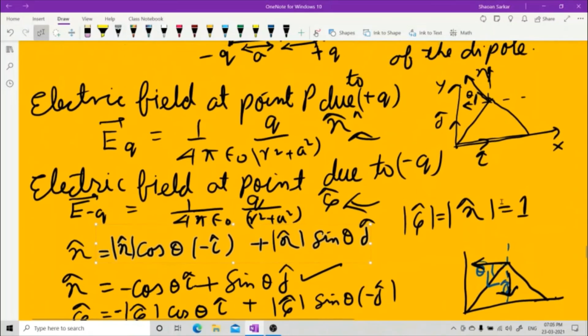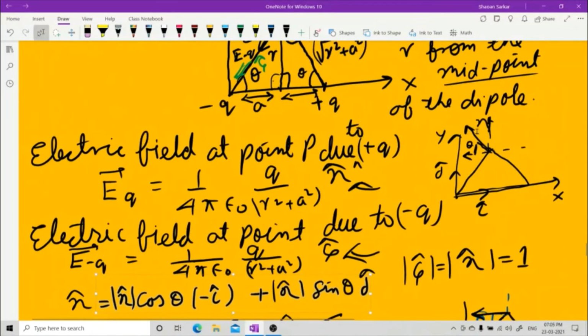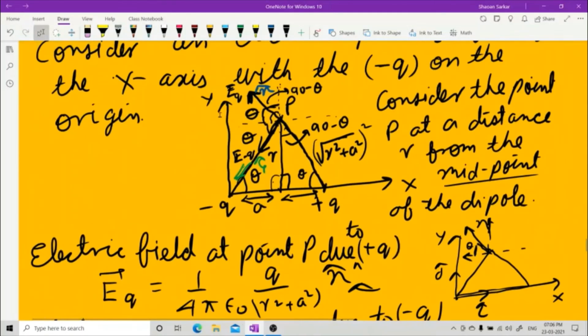You are trying to resolve this eta component: 1 cos theta and 1 sin theta. Similarly, in this figure of zeta, this is 1 cos theta and this is 1 sin theta in this direction. And since it is in the negative sense, the minus sign was there. You can write it that way also, but that doesn't look good now.